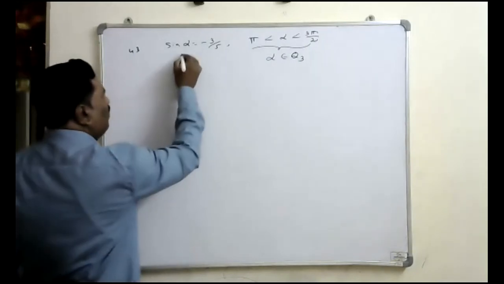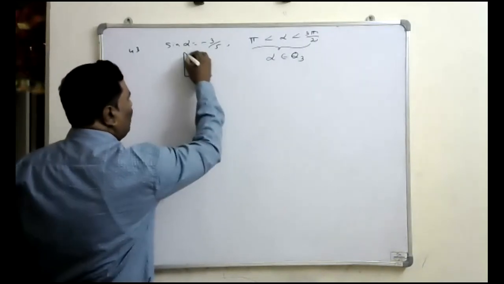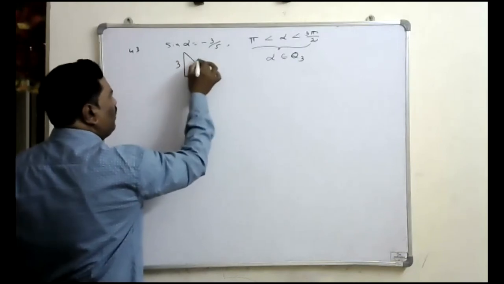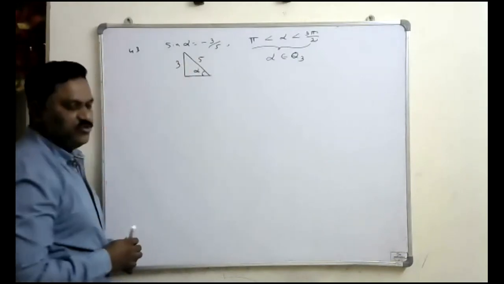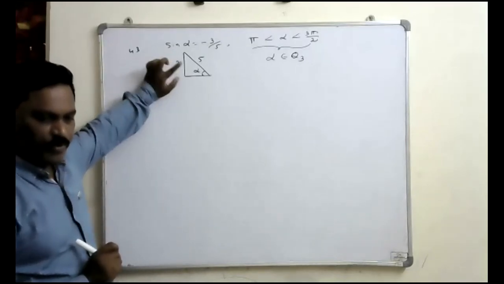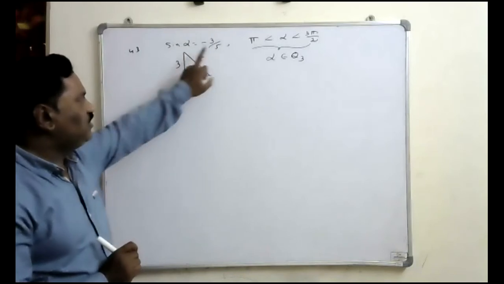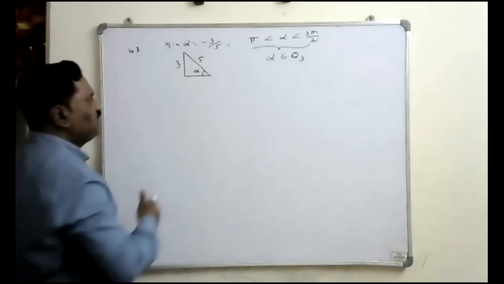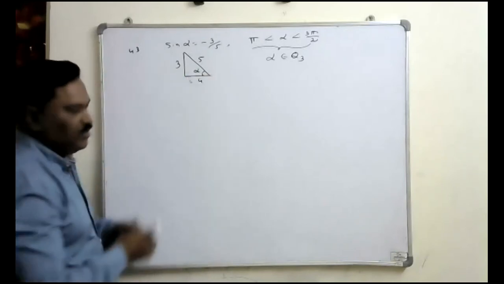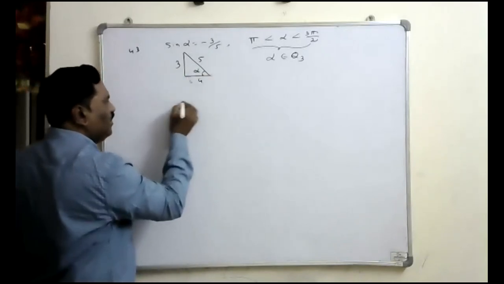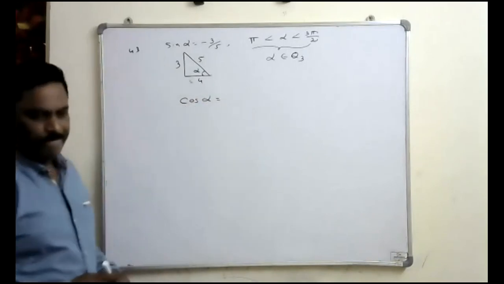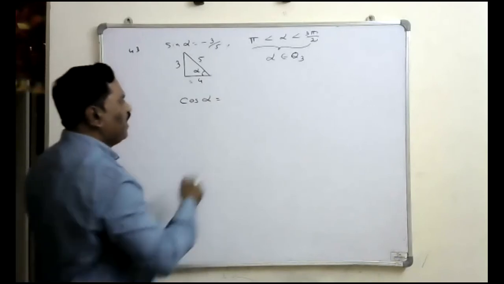Where sin alpha value was given, I will take the right angle triangle for the angle alpha. Sin means opposite by hypotenuse. Only take the positive sign here because this represents the length of the side, which should always be positive. So it is 3 units opposite, hypotenuse 5 units. Then what is the adjacent side? 4 units. Now from this right angle triangle, tell me what is the formula for cos alpha? 4 by 5.